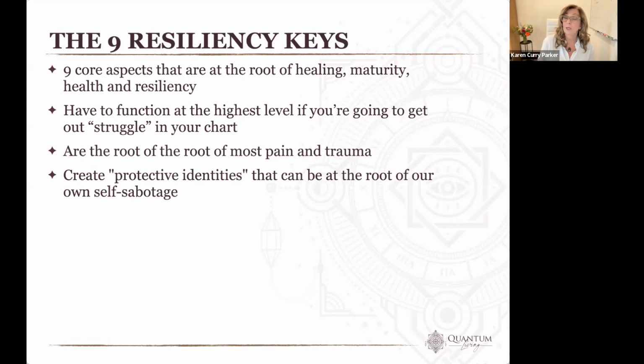So these 9 core aspects are at the root of healing, maturity, health, and resiliency. As I said, they have to function at the highest level. If you're going to get out of the struggle in your chart, they are the root of most pain and trauma. And they are oftentimes at the root of our own self-sabotage.